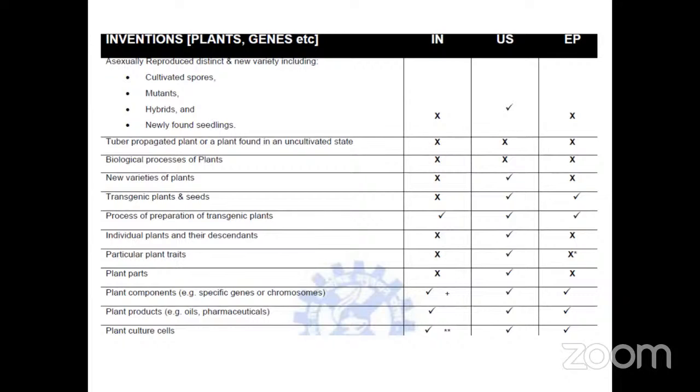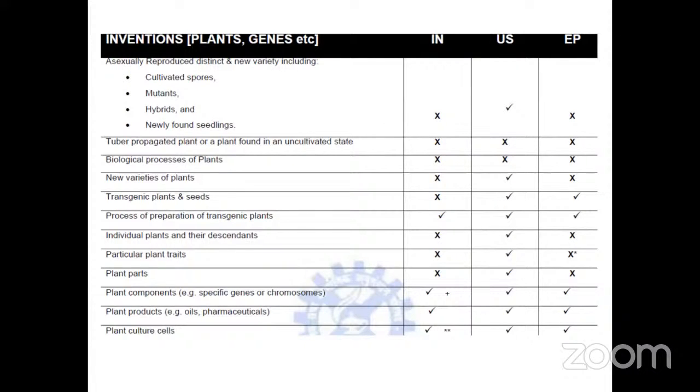But if it is a new variety of plant, that is patented in the United States. New varieties of plants, seedlings, hybrids, mutants can be patentable in the United States, but not in India. Similarly, the transgenic plants and seeds are not patented in India, but they are patented in the United States.